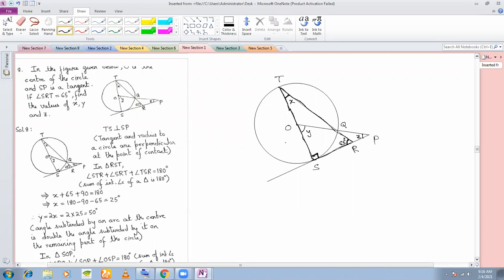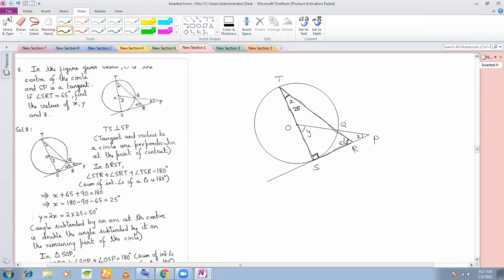How much is 180 minus 90 minus 65? 90 plus 65 is 155. 180 minus 155 is 25. Yes, this is 25. So we have found out x to be 25.